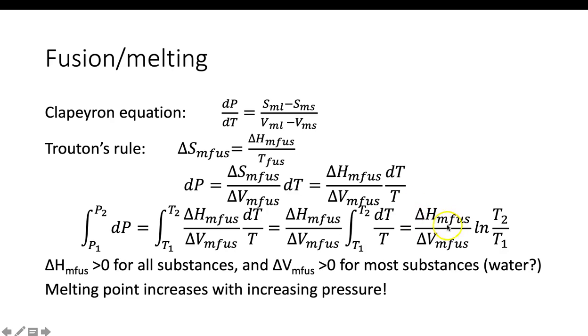Now we know that the delta H, the numerator here, is greater than 0. That has to be positive for all substances, so the heat of fusion is always positive. The molar volume change for fusion for most substances is greater than 0. So this is positive, which means that in that case, the melting point would increase as we increase the pressure. The one exception, well, there's probably more than one, but one notable exception is water. And water is one where the delta V of fusion is less than 0. And so in that case, the melting point is going to decrease as we increase the pressure on the solid.